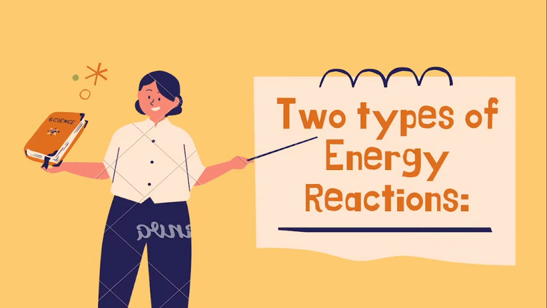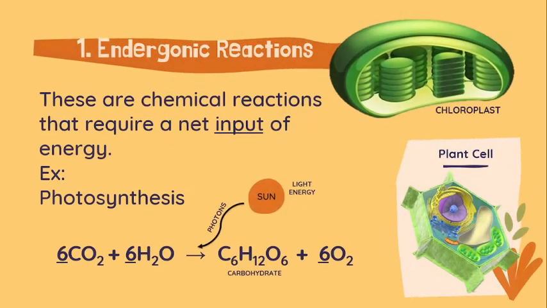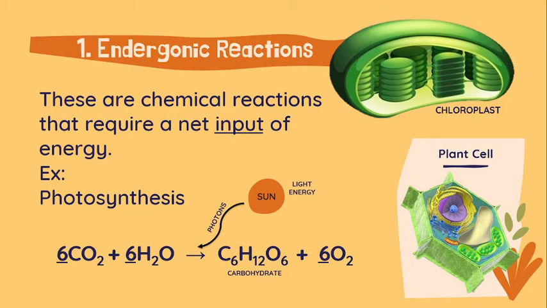Okay. Now we have two types of energy reactions. The first one is called endergonic reactions. Endergonic reactions. These are chemical reactions that require a net input of energy. And remember that for this first reaction, our keyword is input. Example, the process of photosynthesis. Okay, this is the process done by plants to obtain their own food, to make their own food.